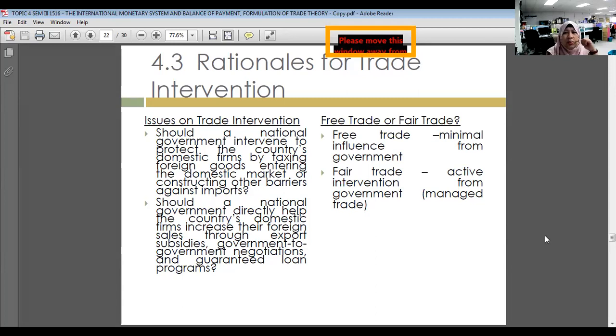So I will continue from our last part. Our first part was about number one, the history of the international monetary system. The second part was about the balance of payment accounting system.